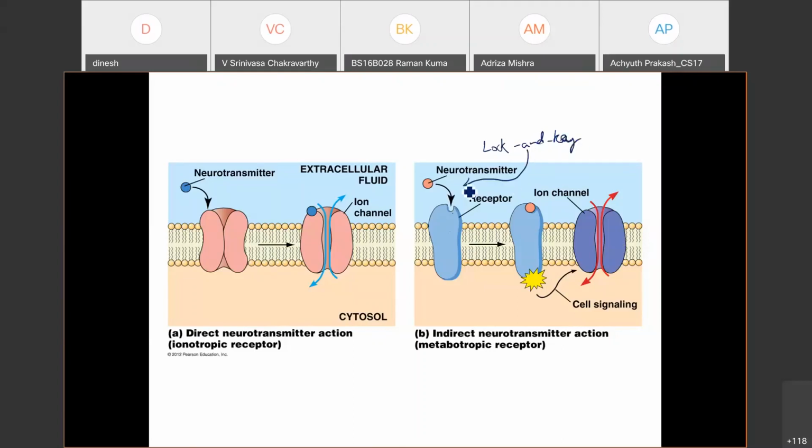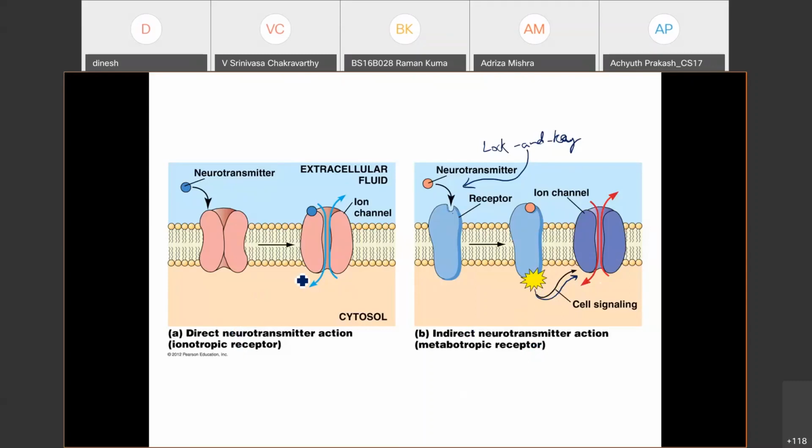Once the key matches with the lock, the receptor generates some signals. These signals go into the cell, and these molecules can go through a series of stages. It can be very complicated, and then finally act on an ion channel, and the ion channel will open. So this is called a metabotropic receptor, and generally the ionotropic receptor responses are fast.